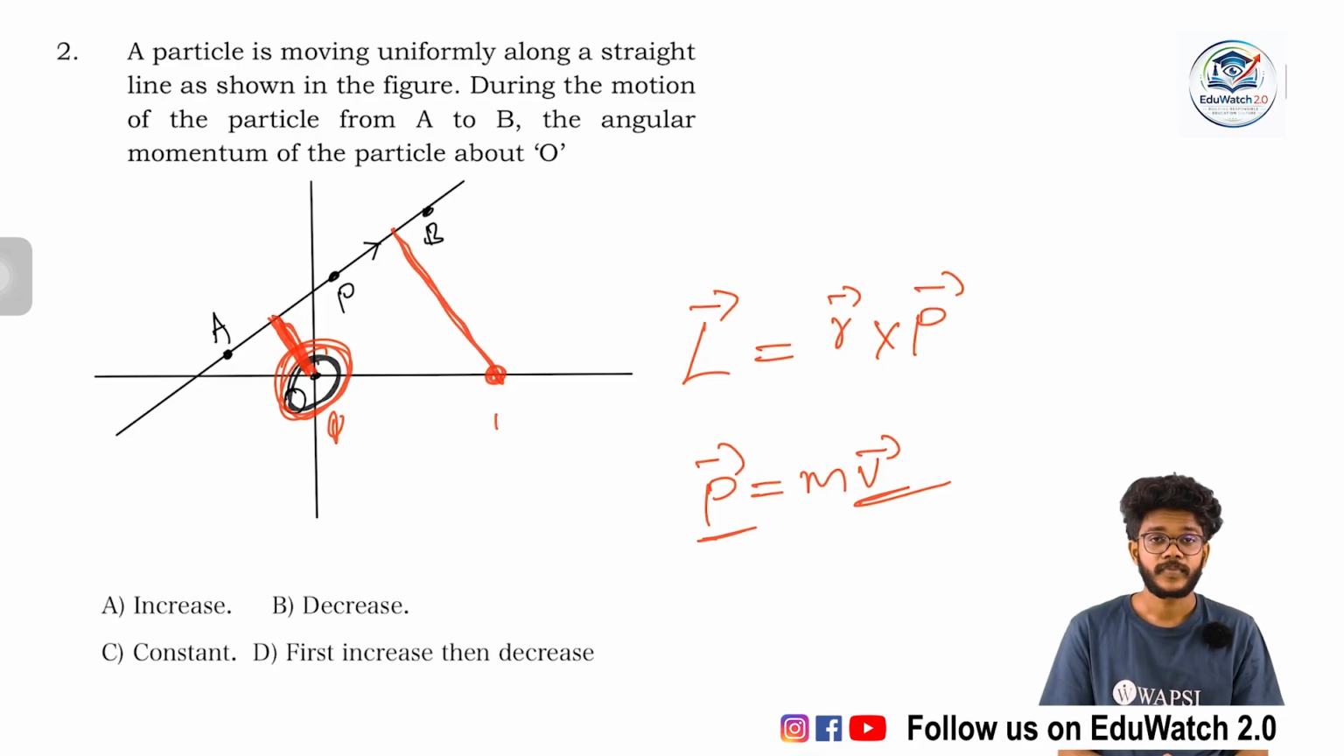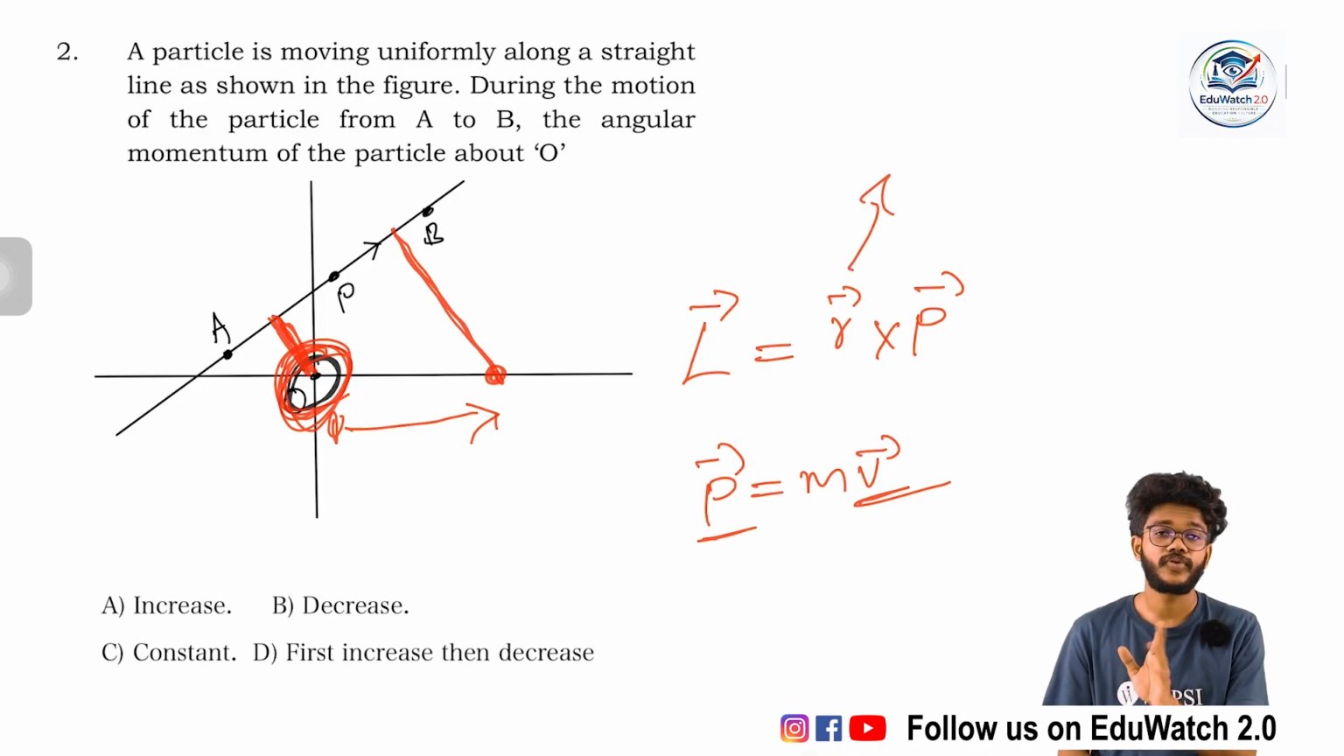But here the origin is at this point and the observer is staying fully at that position, that means R is not changing, that means the angular momentum is not changing. That means option C, constant, is the right answer. Okay, in the next year it can be asked like this: the position of the observer is continuously changing with a velocity. That means R is increasing linearly, therefore L also increases at a constant rate.